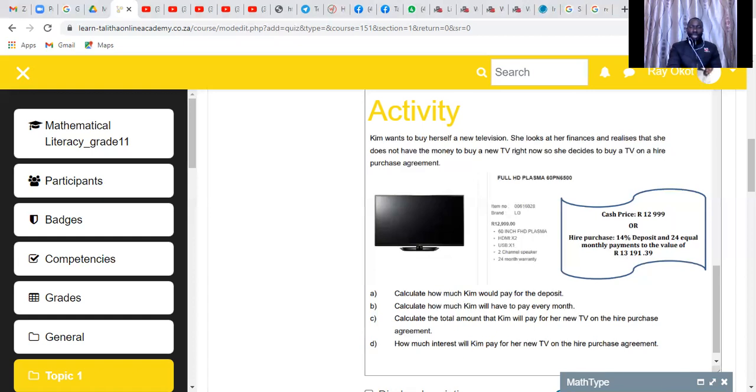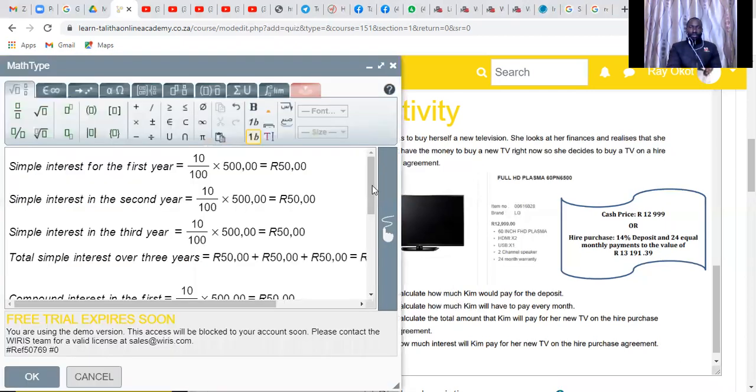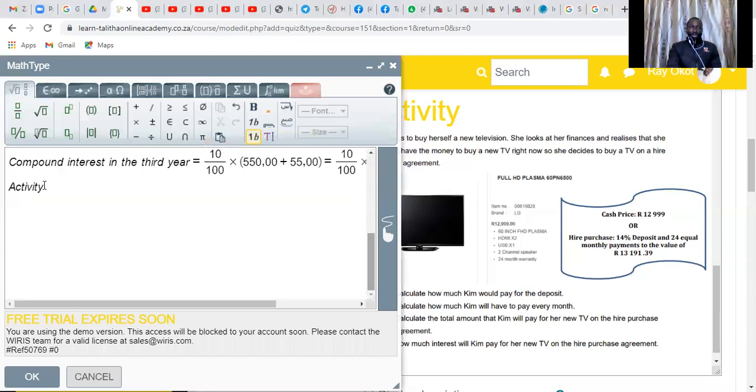Okay, so what do we do then? Well, in this case, we want to calculate how much Kim would pay for the deposit. Now notice that the deposit is 14% of what? Of the cash price. So that is activity part A.